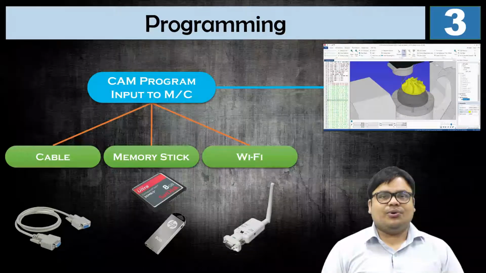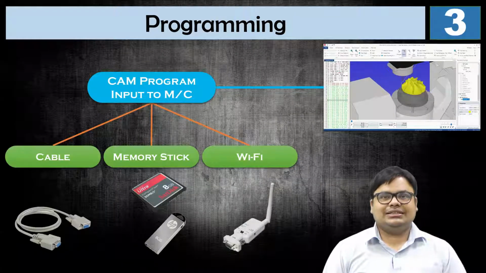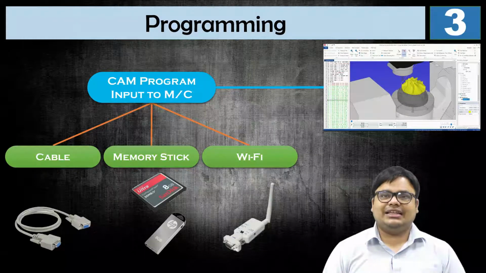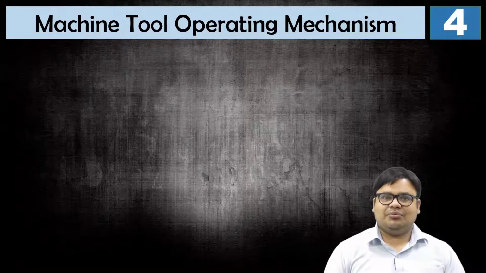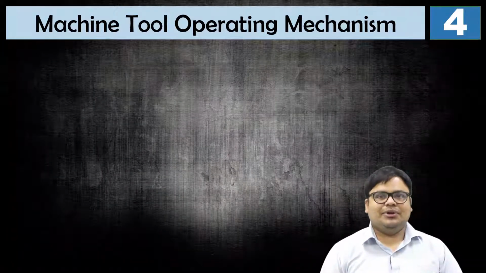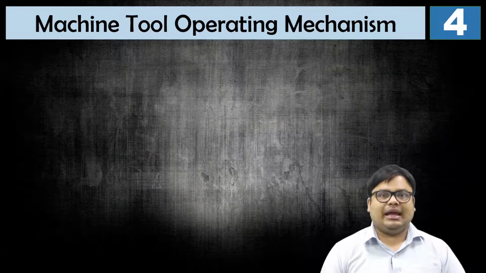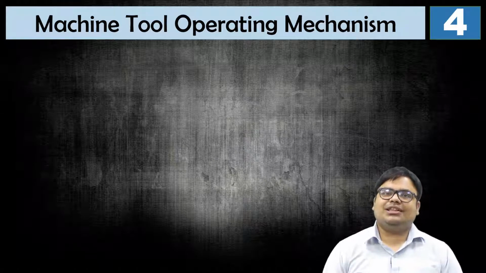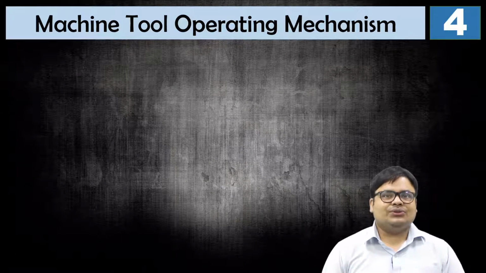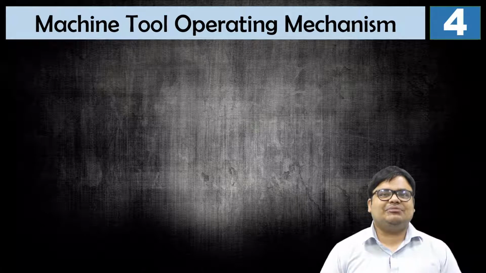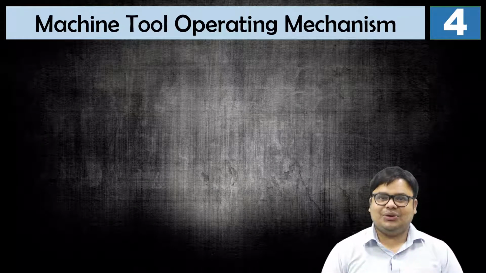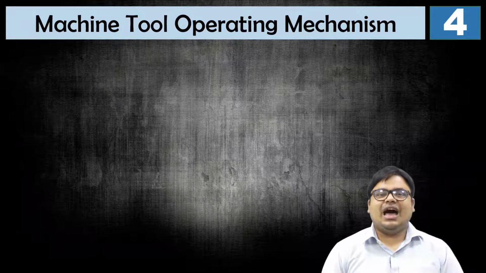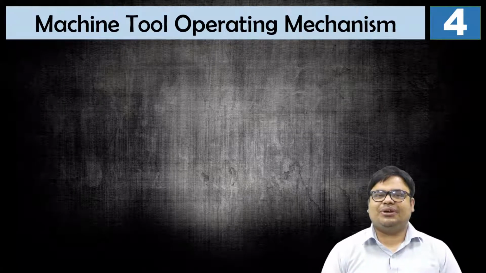Then once the program has reached the CNC machine through the controller, how does it perform, and how do we ultimately get the end product? Regarding that, we'll be learning the machine tool operating mechanism. Generally, machine tool means what? The milling machine. A CNC machine means a milling machine to which a computer is attached, but the programming has already been sent to the controller or the computer. Now we'll learn in detail how the machine will function.